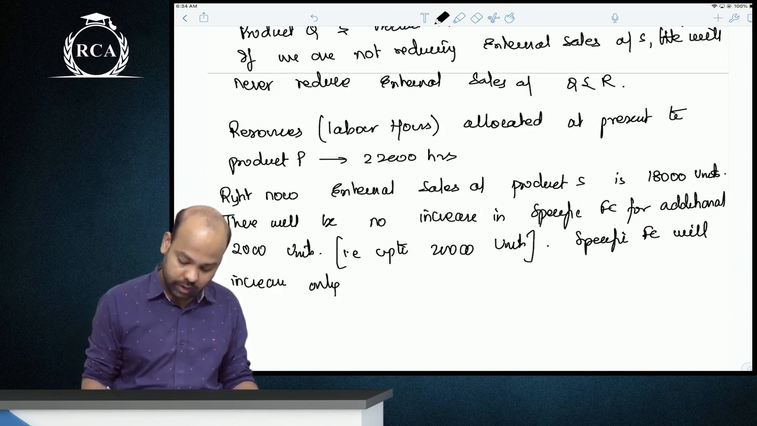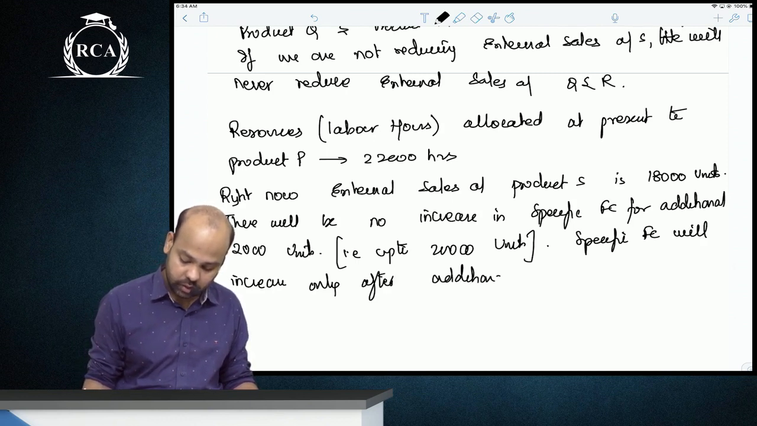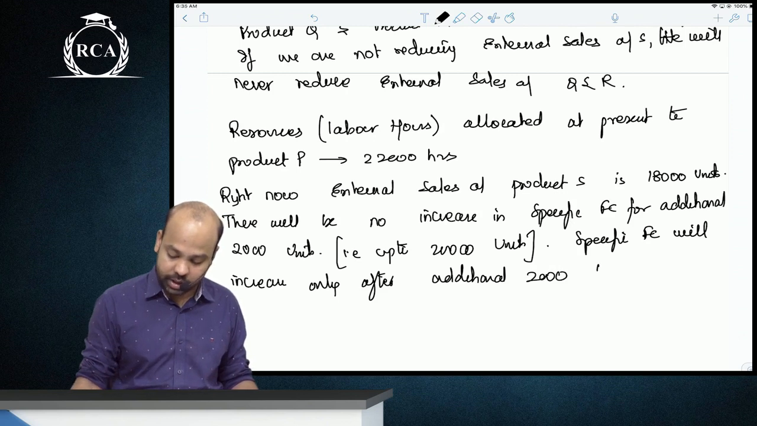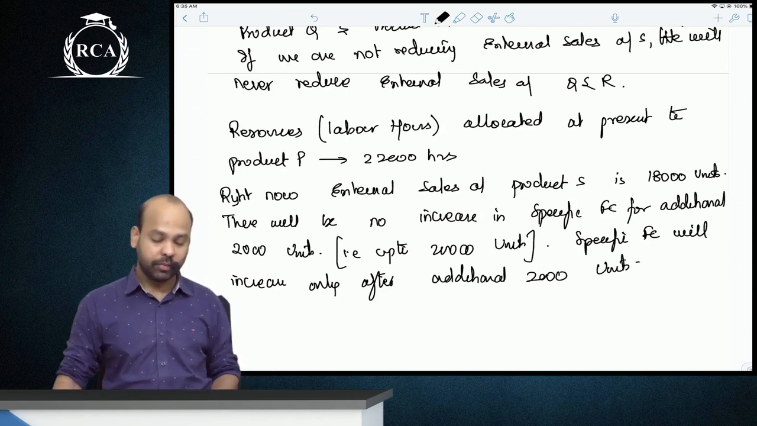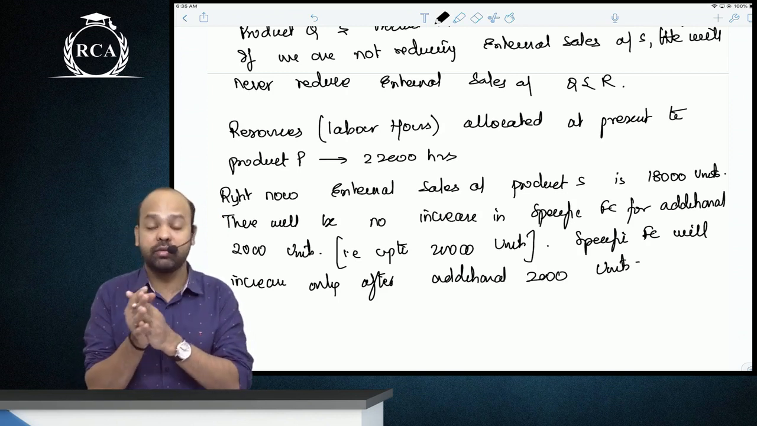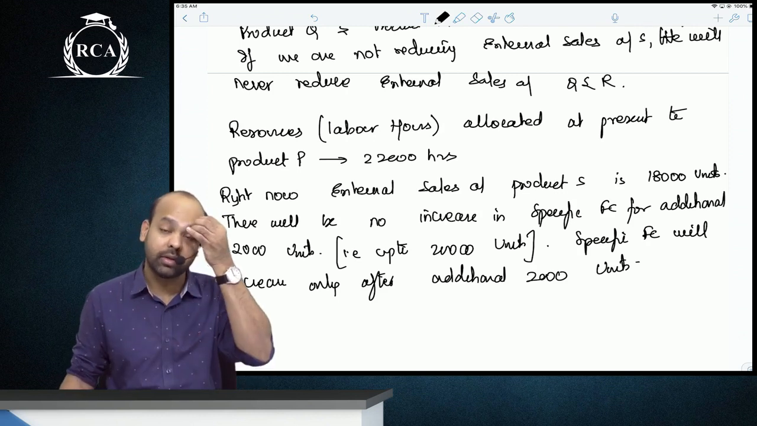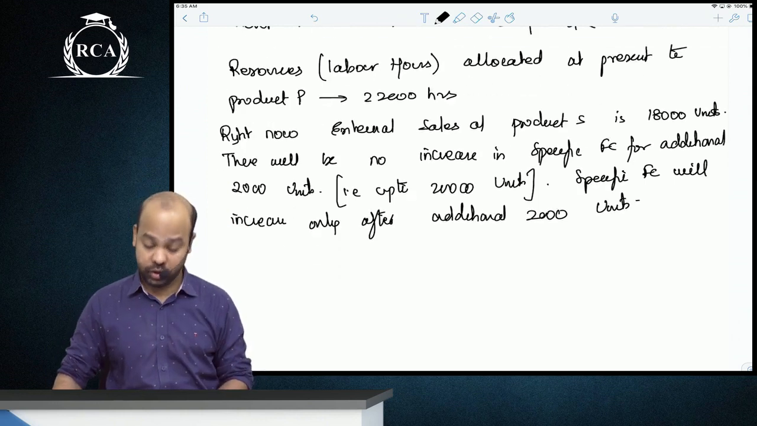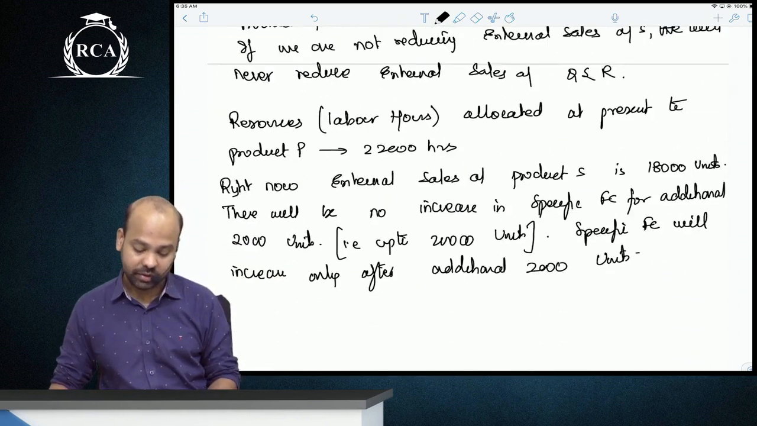Will increase only after additional 2,000 units. Why are you making us write all of this, sir? I'll tell you, beta. Right now the external sales of product S is 18,000 units. As far as the first 2,000 units are concerned, there is going to be no impact on the additional fixed cost of product S.